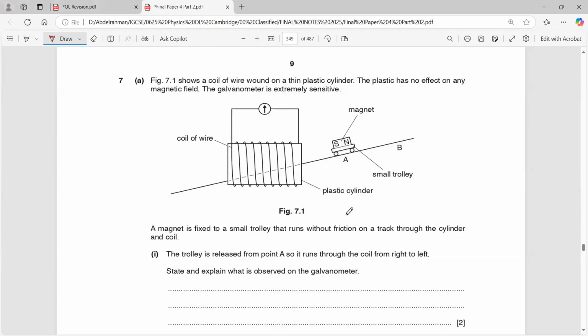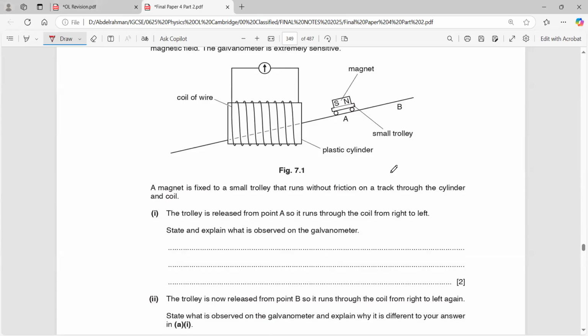As we have this magnet which is moving, it will move downwards. The magnet is fixed to a small trolley. The trolley is released from point A as it runs through the coil from right to left. State and explain what is observed on the galvanometer.